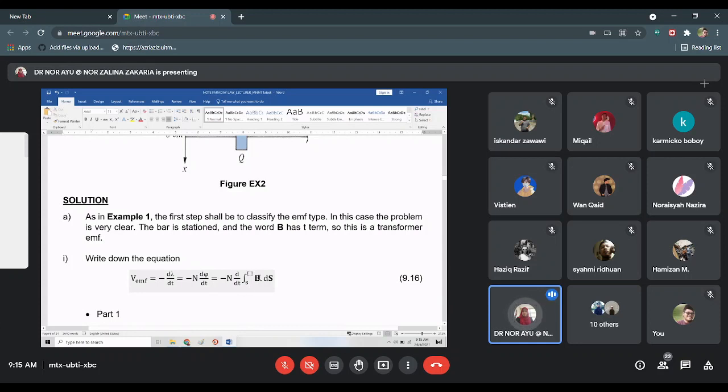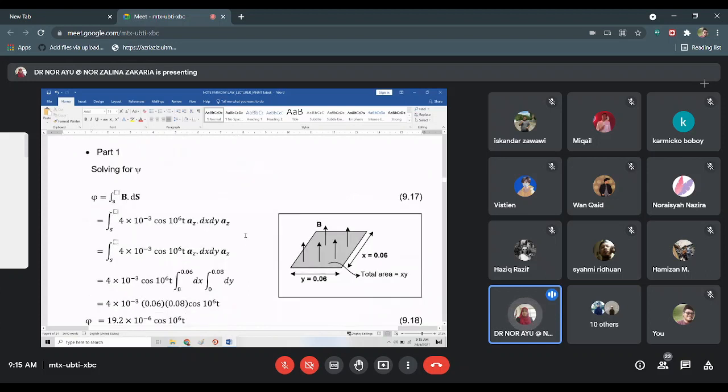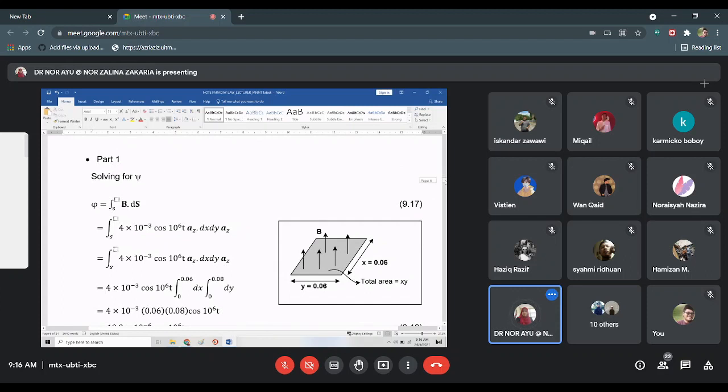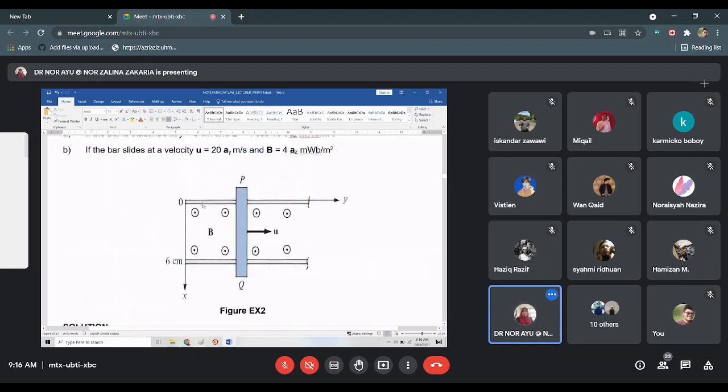So again, we need to divide into 2 parts. The first part, we need to solve the flux. We need to find the flux. So B dot ds. B is given to you, and ds is the surface. So we look back at this figure, and we can see the surface that the flux passes through. So this is the flux.